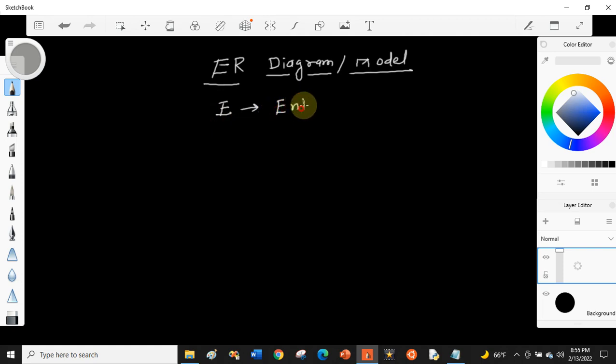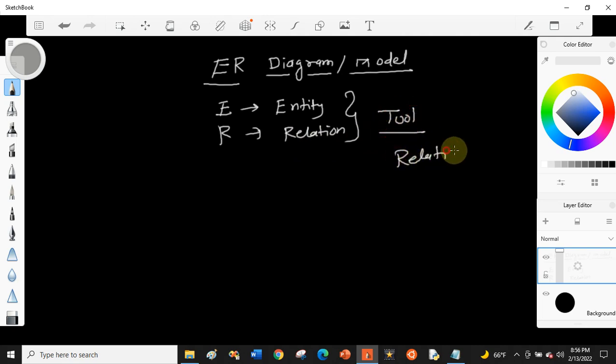First, let's discuss its full form. E means entity and R means relation. So no problem whether you are studying class 5 or class 7 or maybe in the university or college, doesn't matter. We are going to understand the entity relationship diagram. ER diagram is a tool for creating a relational database.